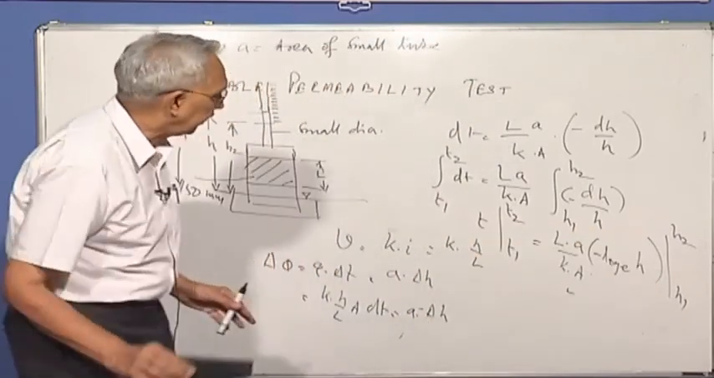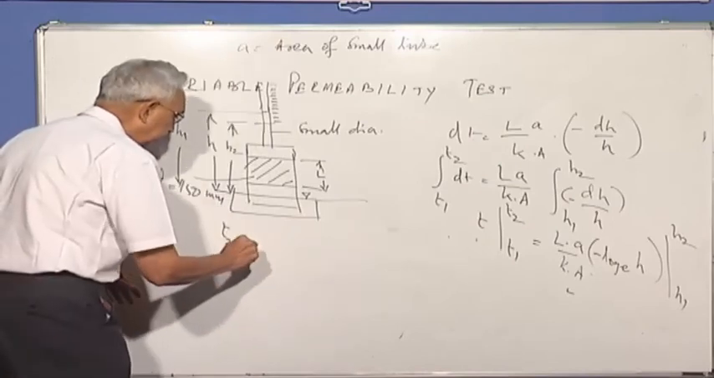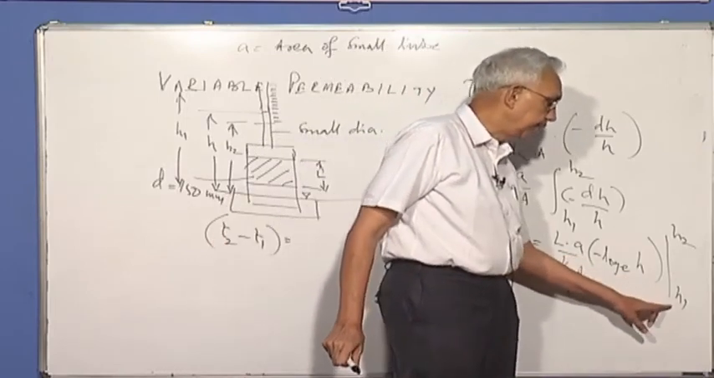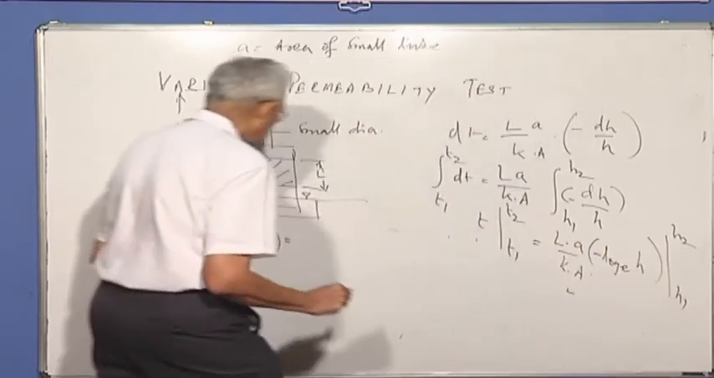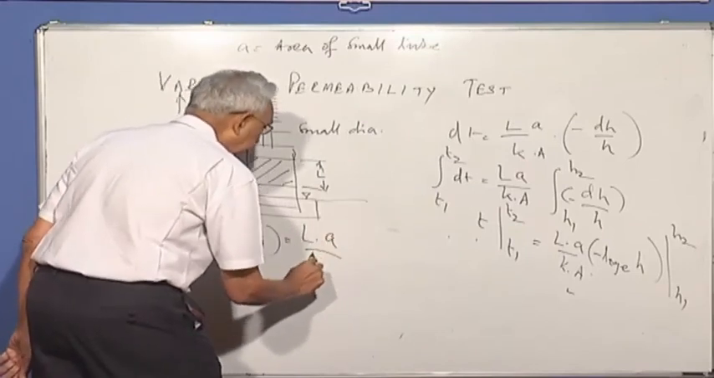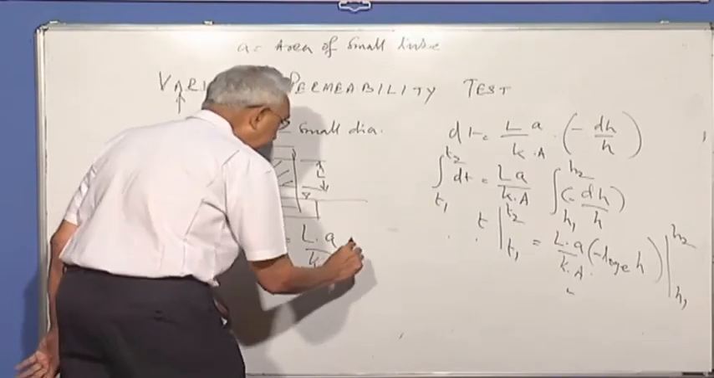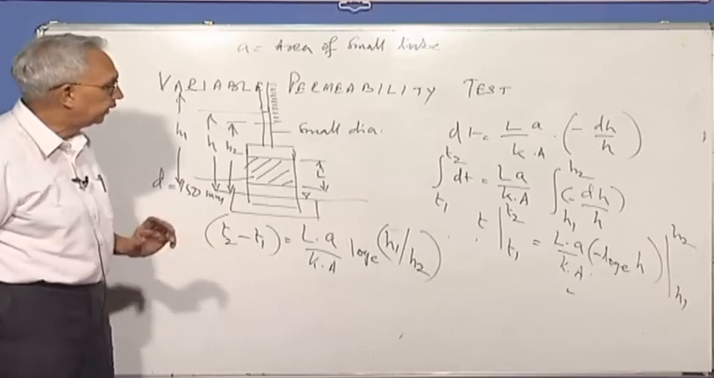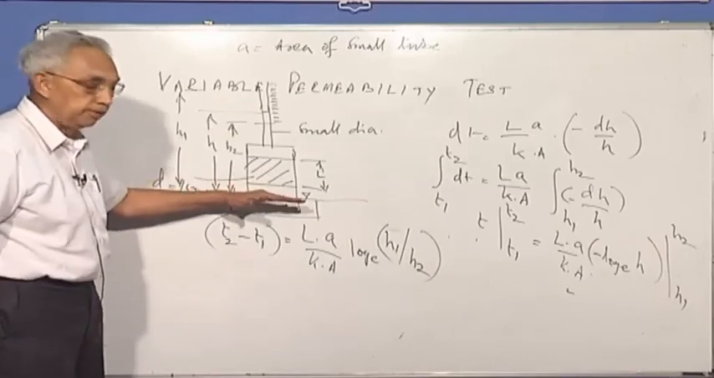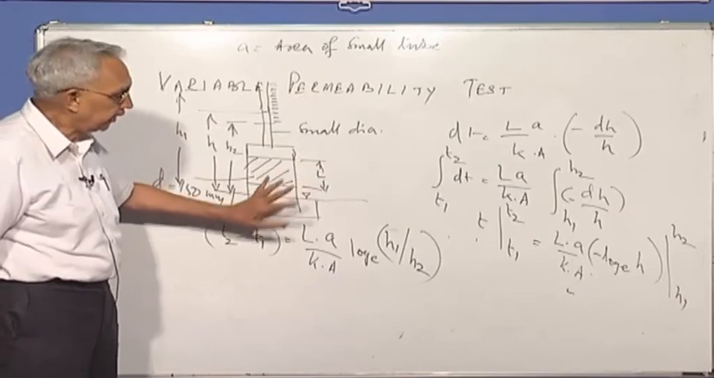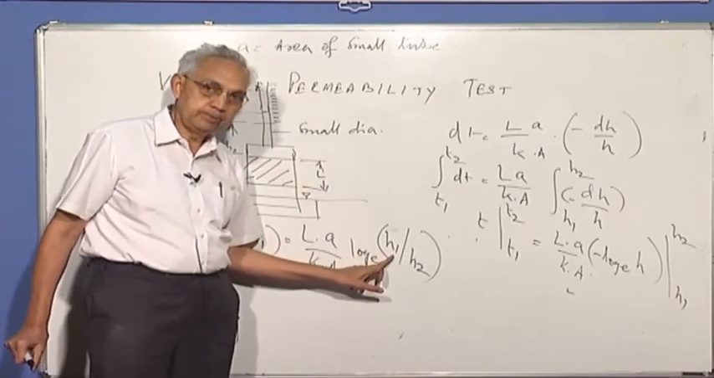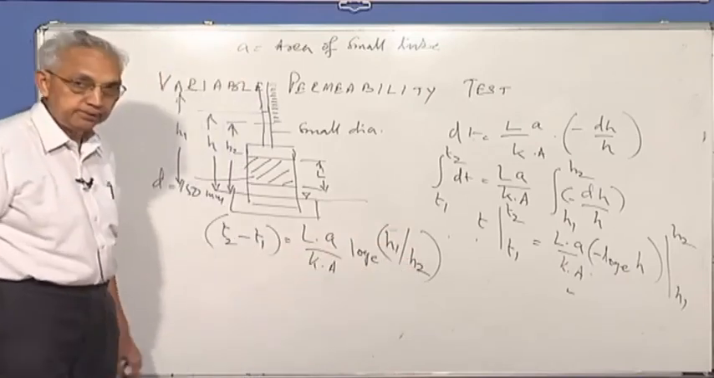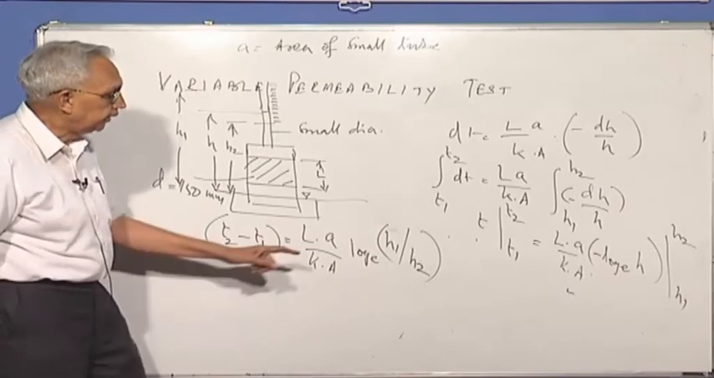So if you simplify this now, T2 minus T1 is equal to, please remember there is a negative sign, so I can take h1 by h2. You will get L into a by k into capital A log to the base e h1 by h2. And it will tell you why, because once h is falling, h1 is higher than h2, so this will be a positive ratio more than 1, so that the log of a positive number is greater than 0. You don't want to get a negative. This is to the base e.